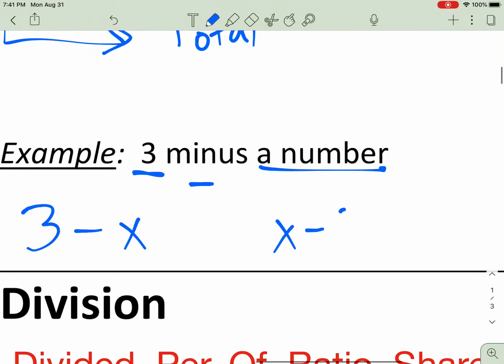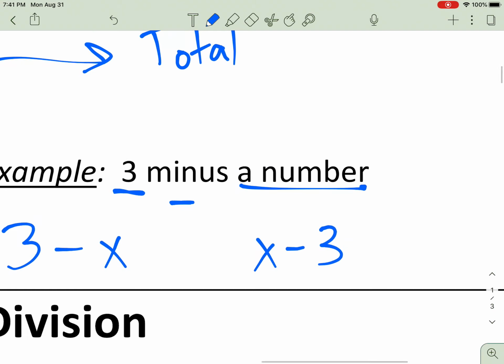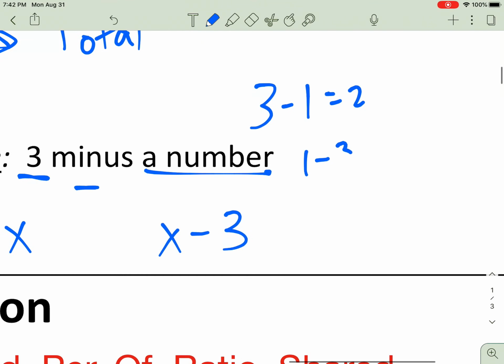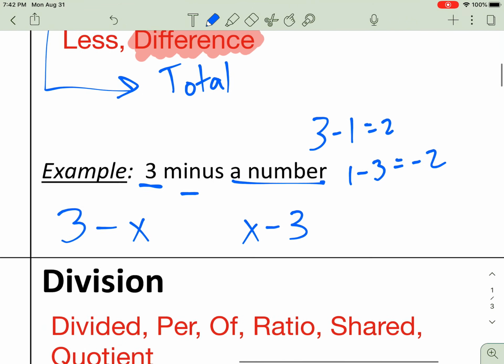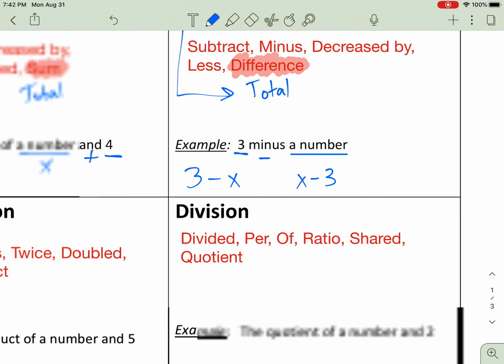If you were to switch this, it is not the same. Think about that. If I give you an example and say x is 1, then 3 minus 1 is 2, but 1 minus 3 is negative 2. These are not equal. It absolutely matters when you're subtracting, and I apologize, there's my dog going crazy. It absolutely matters which order it's in.